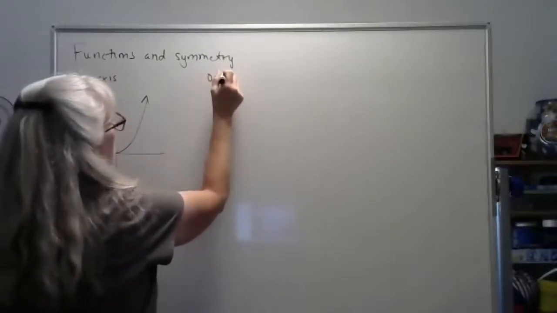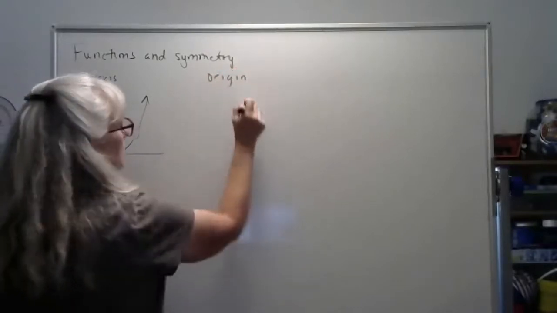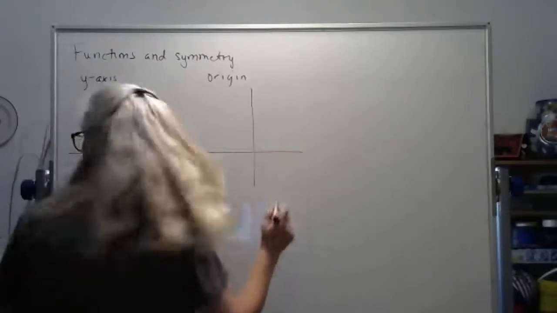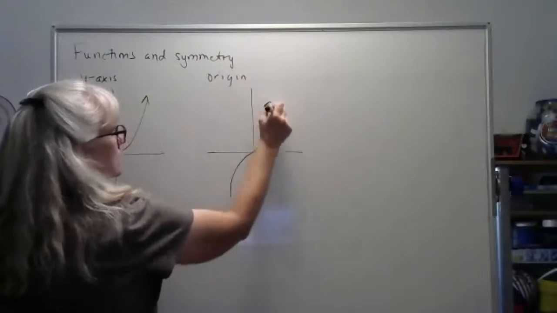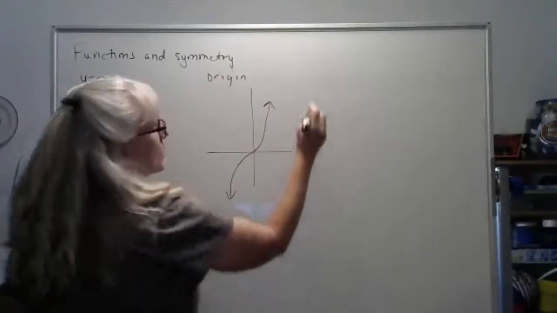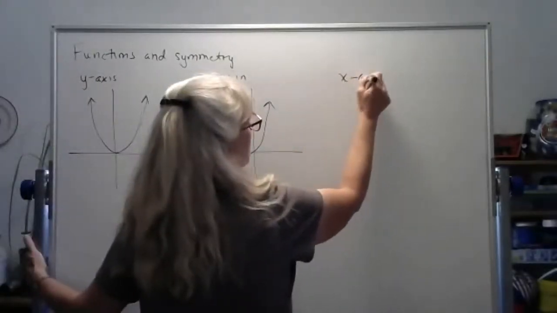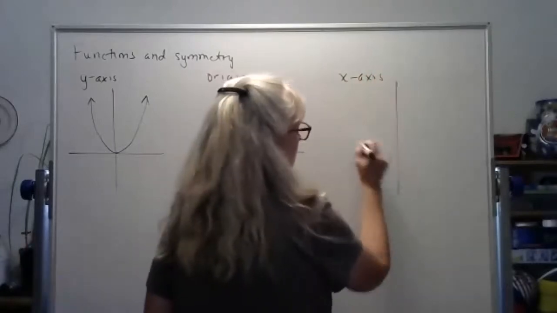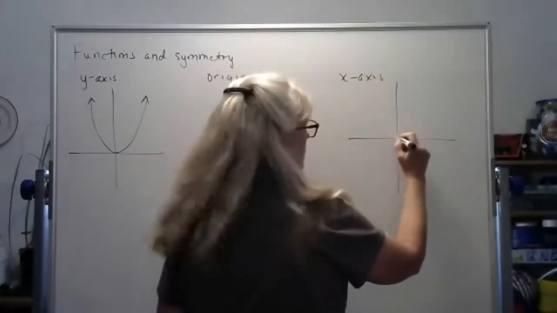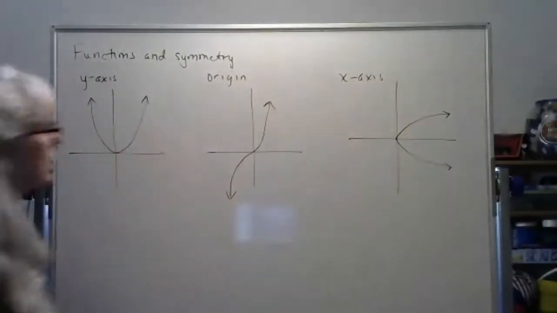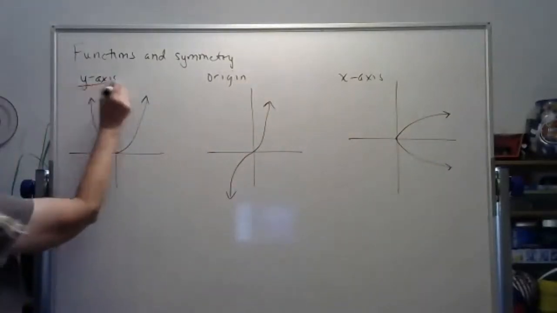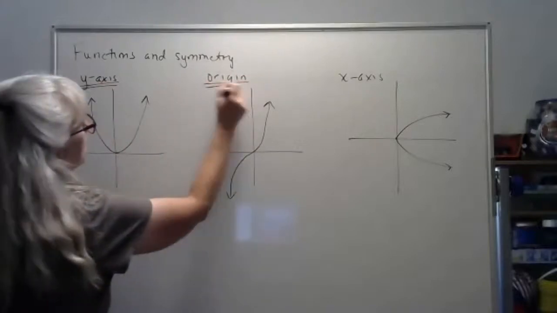We also had symmetry to the origin. We didn't see a lot of that. We'll do something that looks like this. And then we also had x-axis. I'm going to use this picture. Okay, so there are 3 graphs that have the symmetry that we've already talked about.